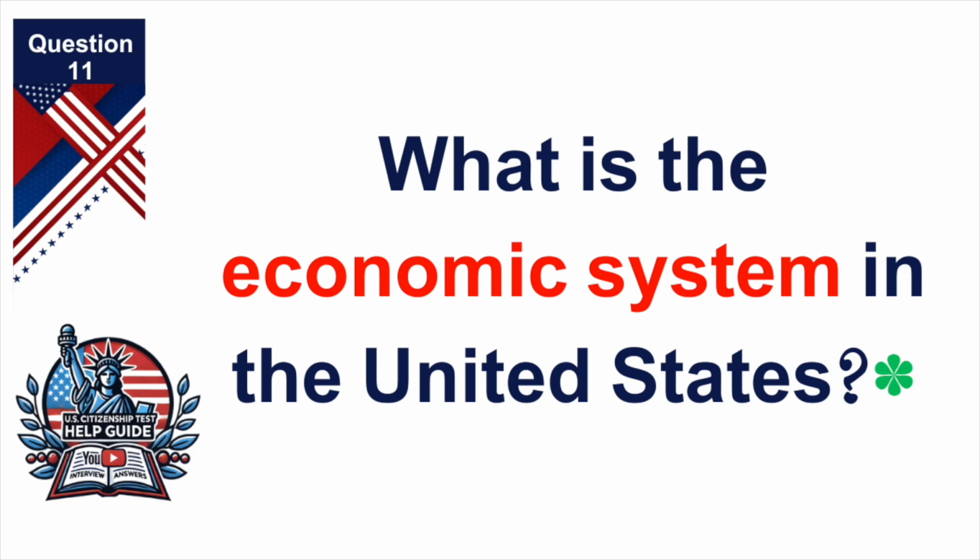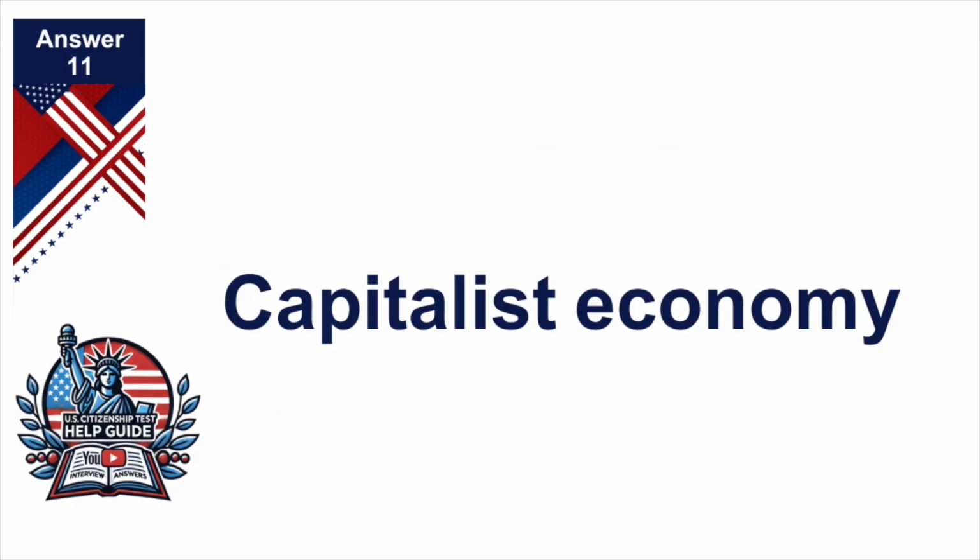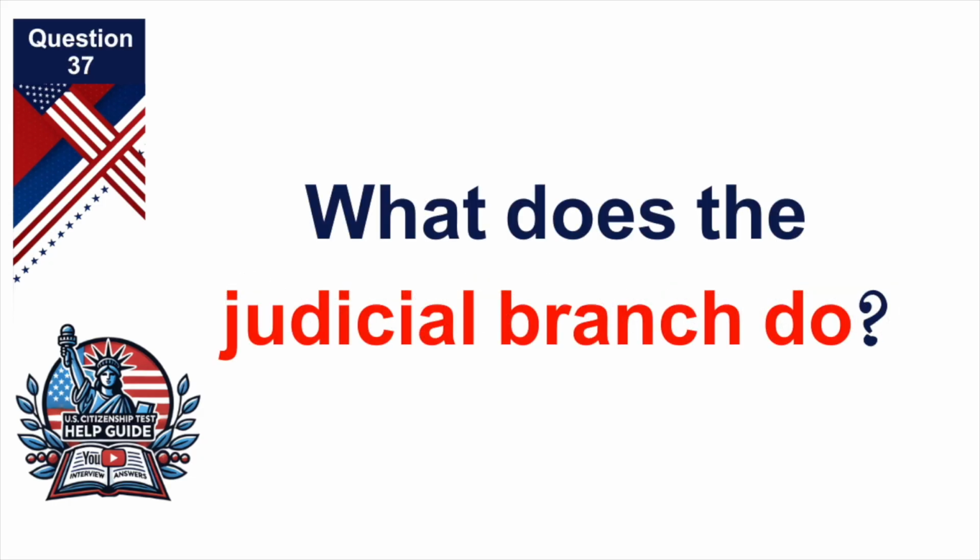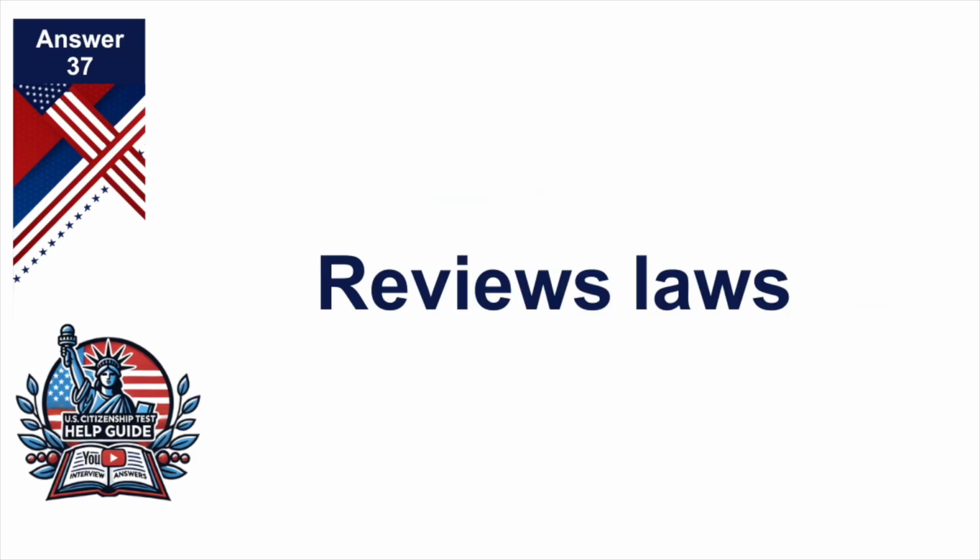What is the economic system in the United States? Capitalist economy. What does the judicial branch do? Reviews laws.